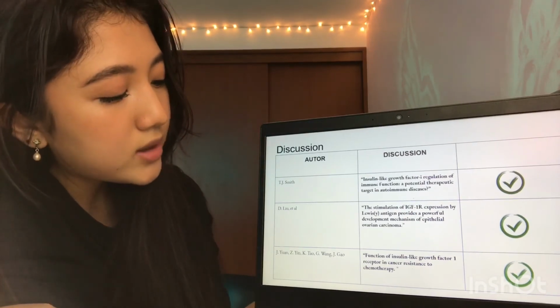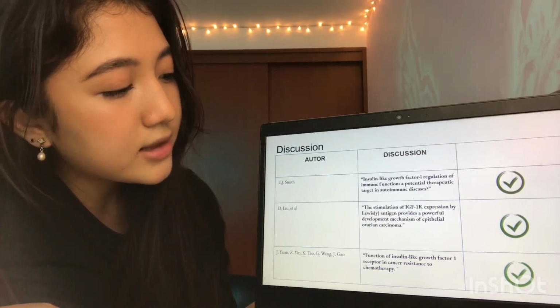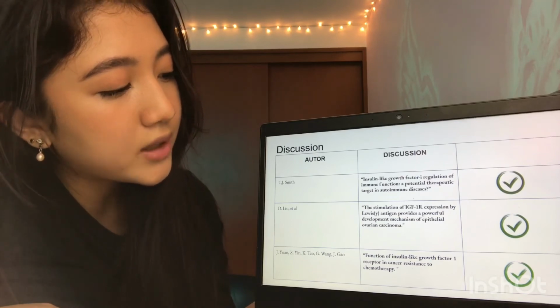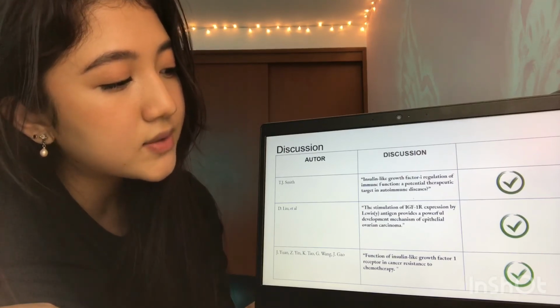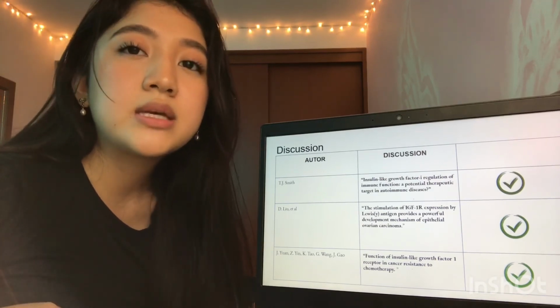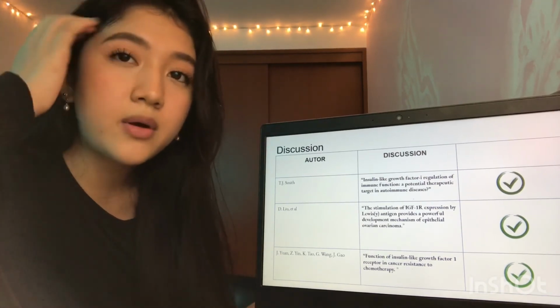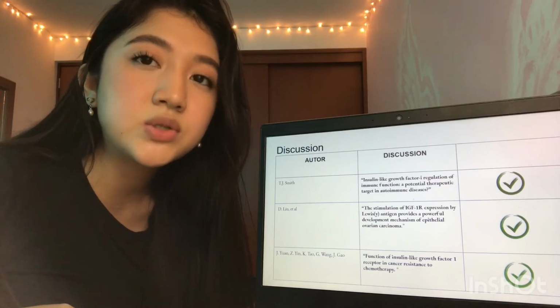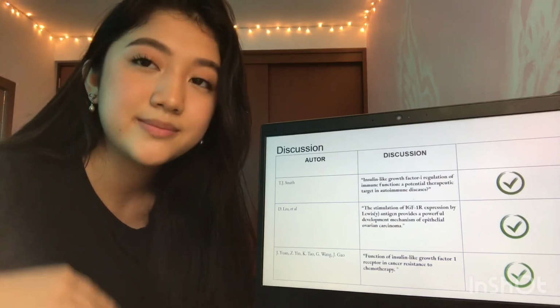For the last one, the author Joan said, "Function of insulin-like growth factor 1 receptor in cancer resistance to chemotherapy." He agrees because he accepts that the IGF-1R expression helps cancer survival, as the author did.